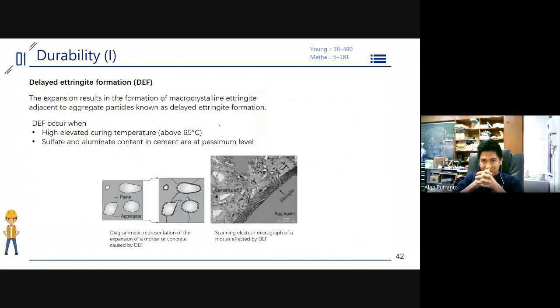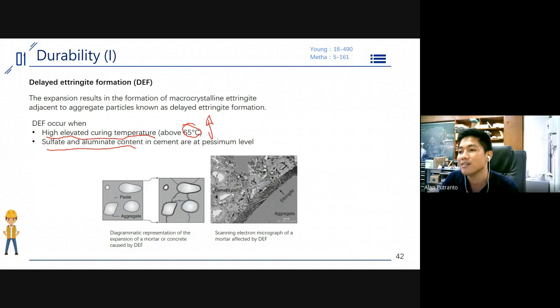Now, this is for delayed ettringite formation. DEF occurs after the concrete is hardened, and that can occur when high elevated curing temperature happens, like above 65 degrees Celsius. And then that also can occur when sulfate and aluminate content in cement is at a high level. You know, high level is like the rose level, like the rose level. Sorry. Yeah. Sorry.